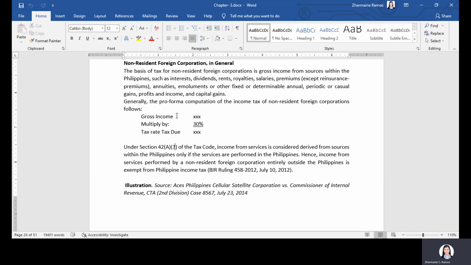So under Section 42A3 of the Tax Code, income from services is considered derived from sources within the Philippines kapag yung services na pinerform ay sa Philippines din. So, income from services performed by a non-resident foreign corporation outside the Philippines is exempt from Philippine income tax. So, tandaan mo na kapag non-resident foreign corporation ka, dapat yung services mo, kung services man yung pinanggagalingan ng income mo, dapat na-perform siya dito sa Philippines.